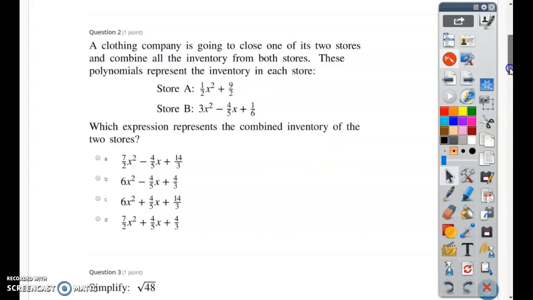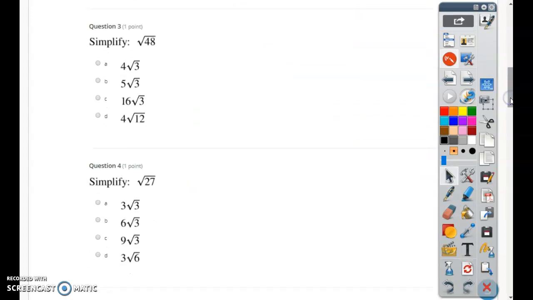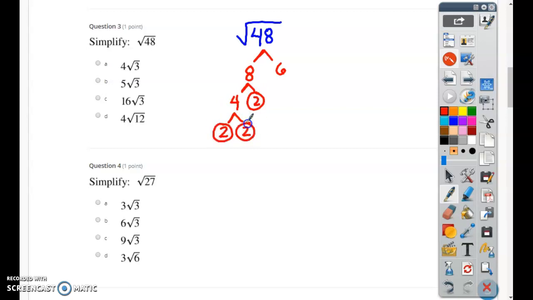Okay. Now, the easy ones. Well, I think they're easy because all you're doing is factor trees, right? What are two numbers that multiply and give you 48? 8 times 6. Okay, those are not prime numbers. So what two numbers multiply and give you 8? 4 and 2. 2 is a prime number. Two numbers that multiply and give you 4? 2 and 2. What about two numbers that multiply and give you 6? 3 and 2, and those are also prime numbers.